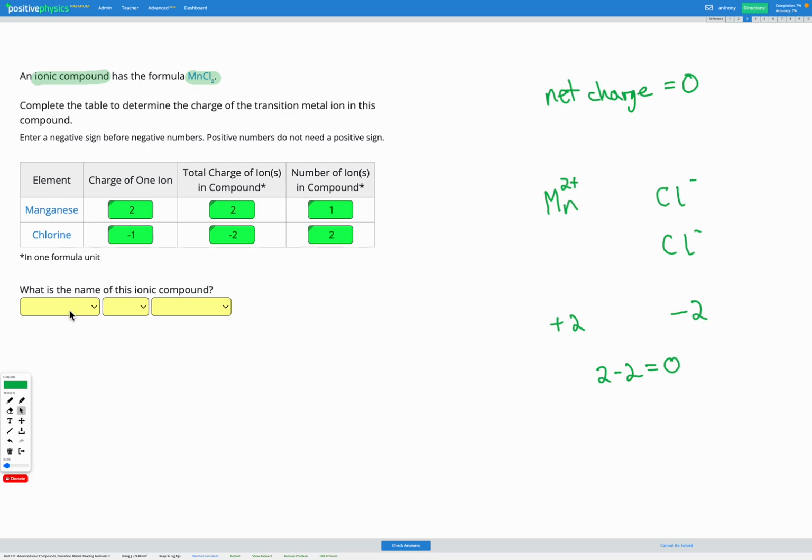So the metal comes first, that's manganese, and we don't need any special ending, it's just the name of the element. Next, we use Roman numerals to show the charge on our transition metal ion. So manganese 2, because it's a +2 charge. And finally, we end the same as with our other ionic compounds with the name of our non-metal, but with an -ide ending instead. So it's going to be chloride.